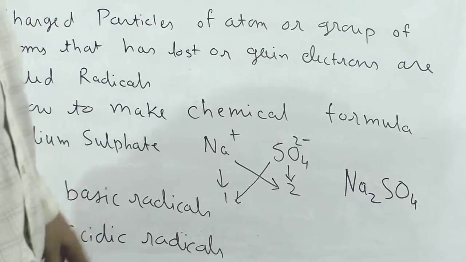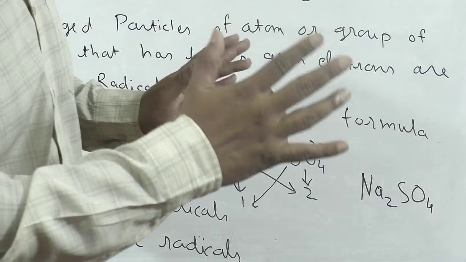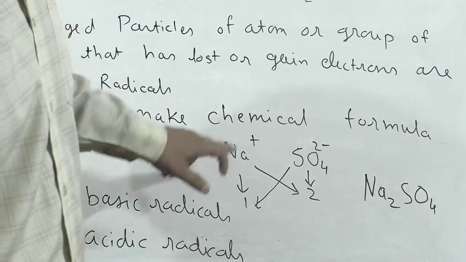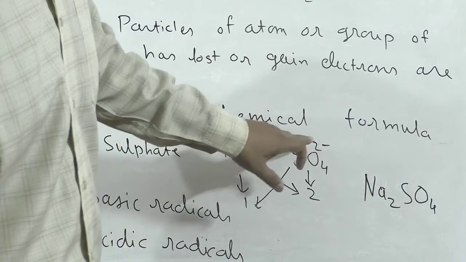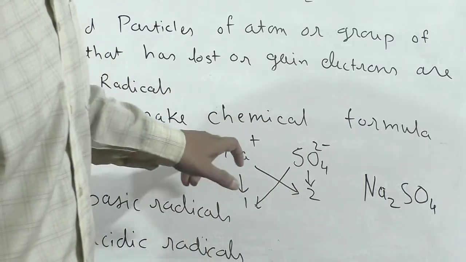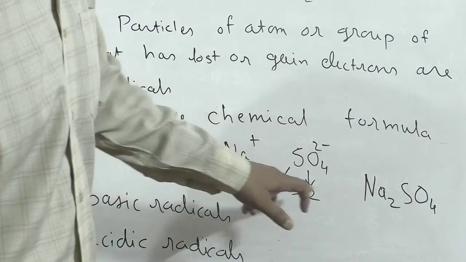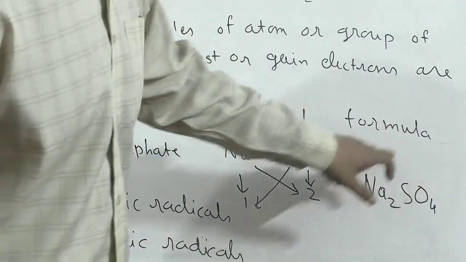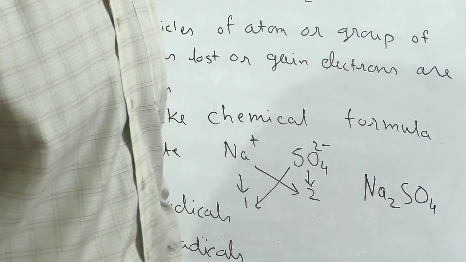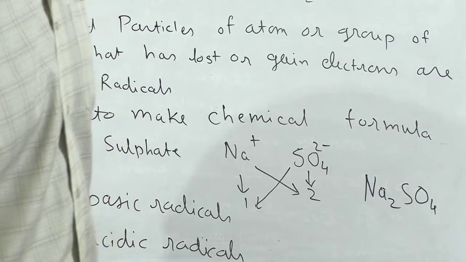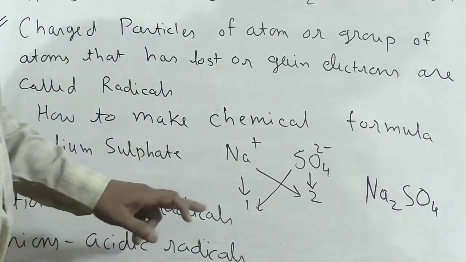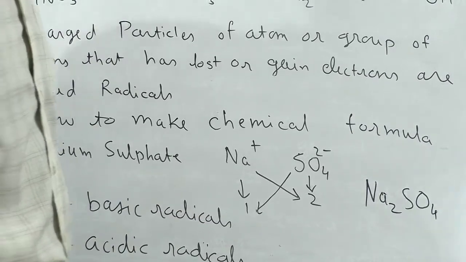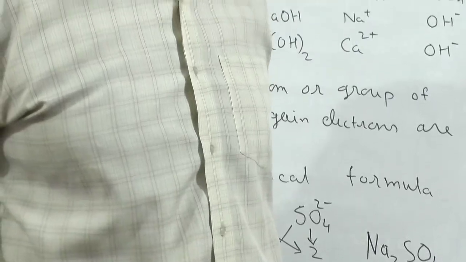One example, sodium sulfate. Look in the table: Na+, valency 1, plus 1. SO4 2-, so valency 2. Then you have to cross it: Na2, SO4 1 no need to write. Na2SO4 is the formula. Understood? So these cations are called basic radicals, anions are called acidic radicals. They combine with each other to form a compound.